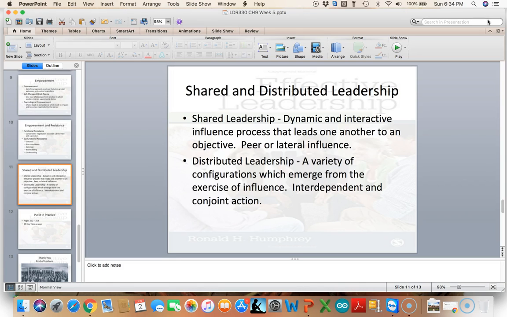Shared and distributed leadership is defined as a dynamic and interactive influence process that leads one another to an objective, and this is done through peer or lateral influence. Distributed leadership, a variety of configurations which emerge from the exercise of influence, interdependent and conjoint action. Each person takes a role in distributed leadership.